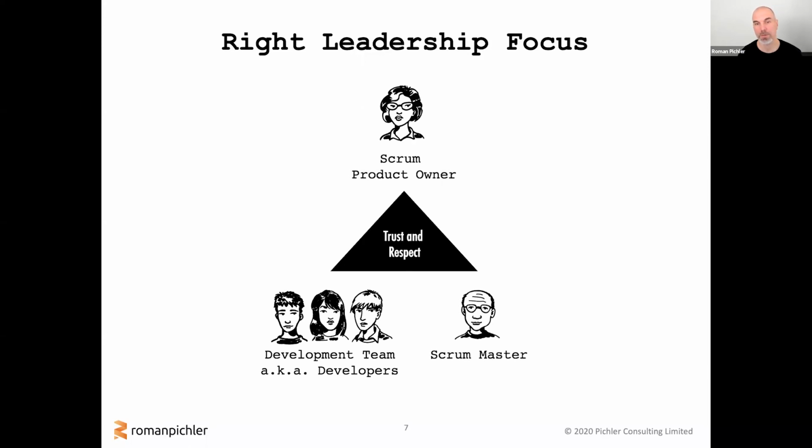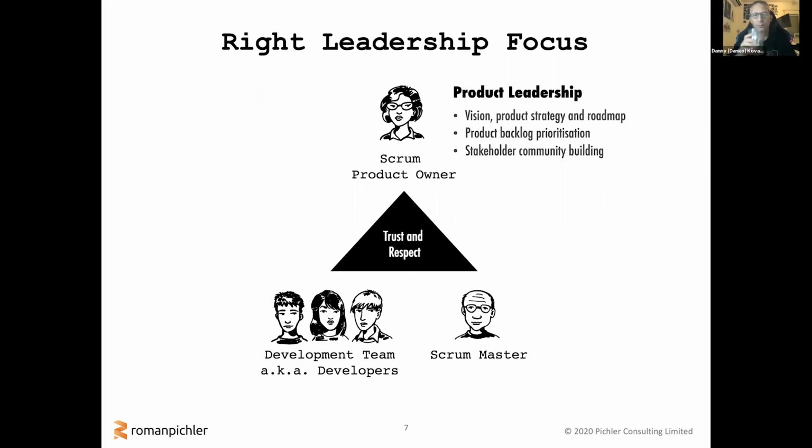And as I'm sure you all know, trust and respect are key for product people, Scrum product owners, to work effectively with the developers and the Scrum Master. But then I think it's important to understand what is the right type of leadership and the main responsibility that Scrum product owners should provide. And I would suggest it's more around vision, strategy, and roadmap, and help with product backlog prioritization, and help with stakeholder alignment and engagement.